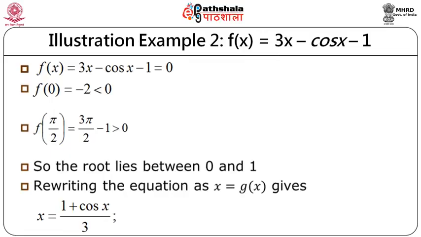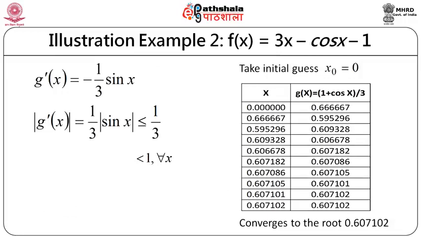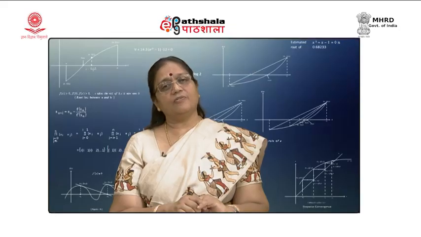As a second illustration, let us take f(x) equal to 3x minus cos x minus 1. Here f(0) is 3 into 0, 0, minus cos 0, 1, minus 1, which is negative. f(pi/2), if I take it, because we are taking pi/2 since cos is easy to evaluate manually, is 3 pi/2 minus 1, which is positive. So the root lies between 0 and pi/2. Rewriting this equation in the form x equal to g(x), I retain x on the left side: 3x is 1 plus cos x, which gives me x is (1 plus cos x) by 3.